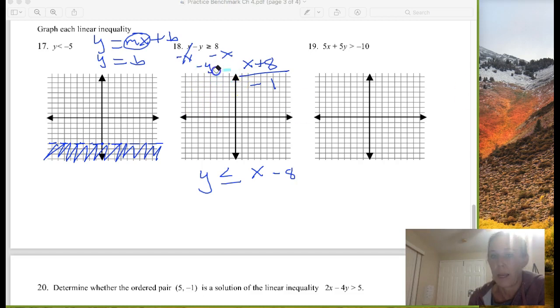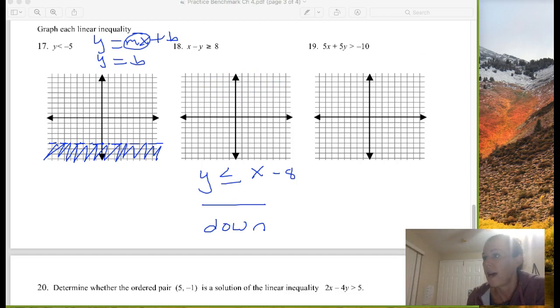Okay, and I'm going to erase this so I have some room. So I've rewritten it in slope-intercept form. Remember, that was step 1. Step 2, solid or dotted. Well, this is less than or equal to, so I'm going to go solid line. And then y is less than this, so I shade down. Okay, y is less than, I'm going to shade down. So let's go ahead and do all that.